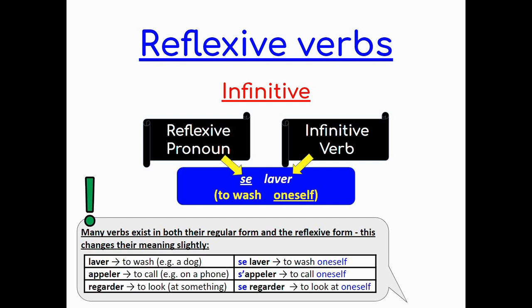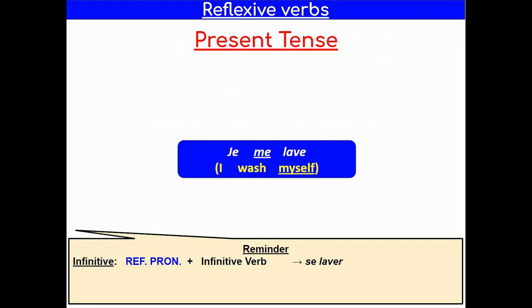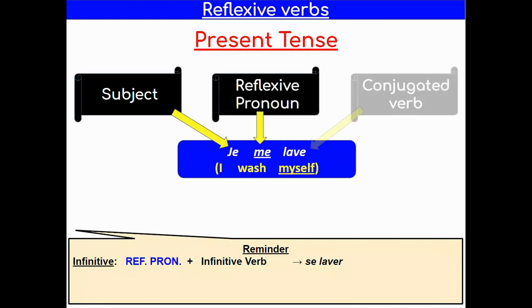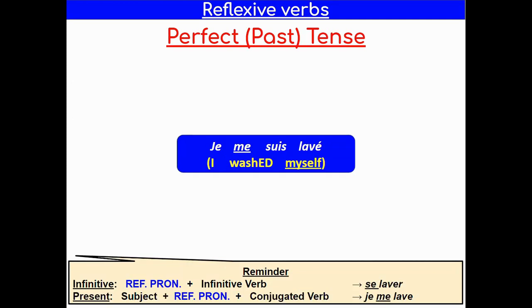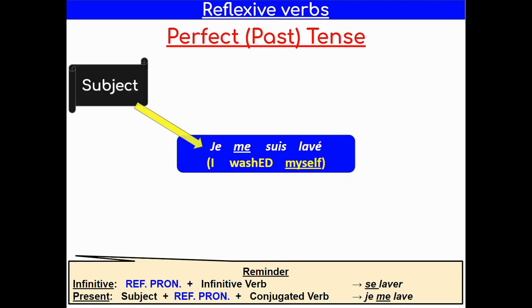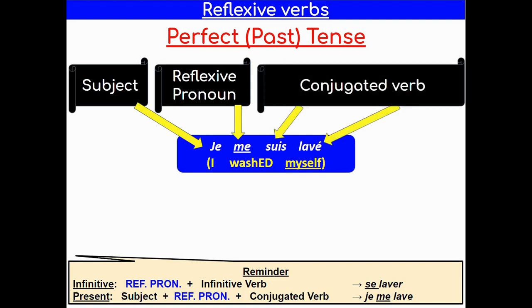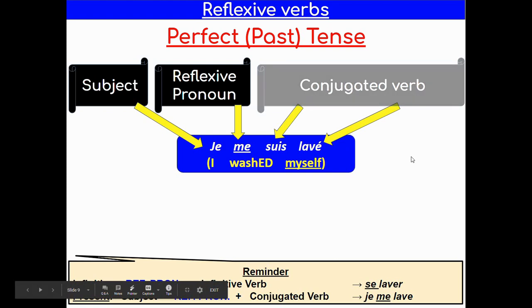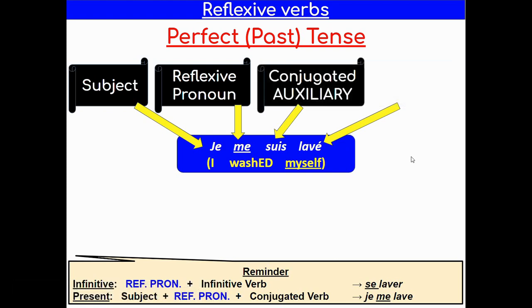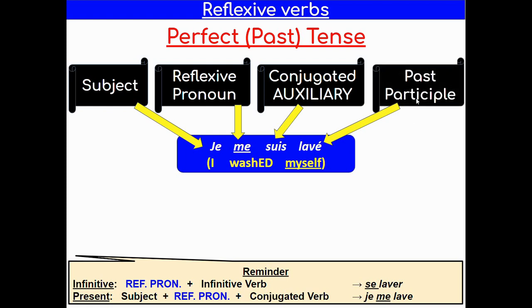So let's start. So firstly, reflexive verbs in the present tense. Very, very rapid recap. We have the subject, reflexive pronoun, and the conjugated verb in this order. And then in the perfect tense, we're going to keep the same order. Subject, reflexive pronoun, and conjugated verb. The difference with the perfect tense is that the perfect tense has two parts in its conjugated verb. And these parts are called, it's important we use these terms, the auxiliary and the past participle.